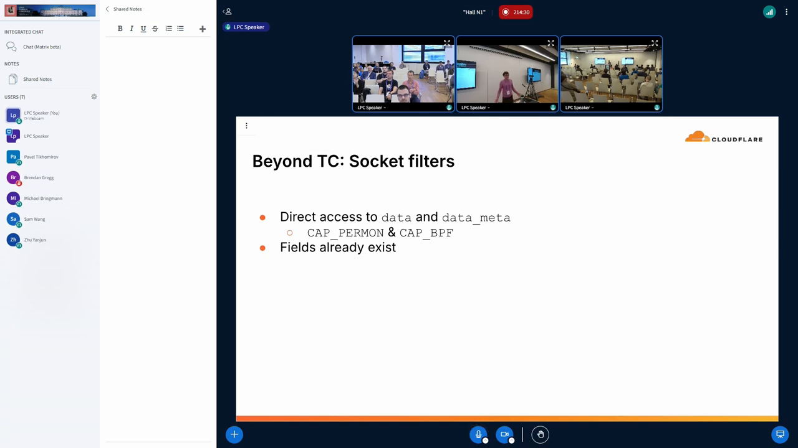Can we extend this to socket filters? Can we just add direct access to data and data meta? It seems like as long as we make sure that users have CAP_PERFMON and CAP_BPF, there shouldn't really be any problems with that. And it's already an existing API. That would let us solve the iptables use case, because you can have rules that just have eBPF socket filters.